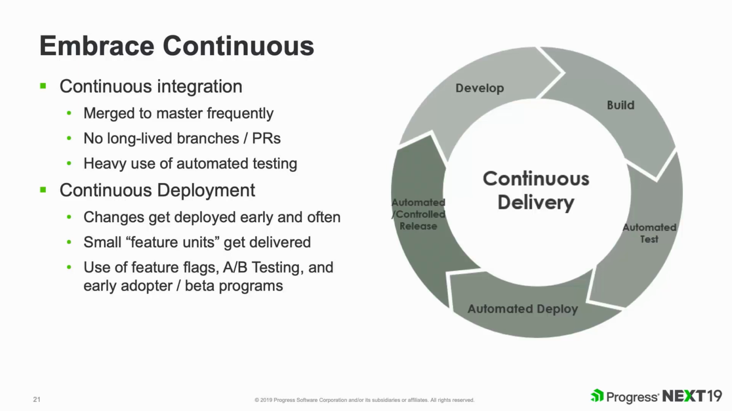Now, when you deploy code that frequently and that early, it doesn't mean that everything is available. Not everything is generally available to your customers when you deploy it. Sometimes it is, depending on how small the feature unit is. But utilizing tools such as feature flags, A/B testing, early adopter and beta programs allows you to get the code in the code base out to production, out to maybe a subset of users who you can use to do some verification and validation on the feature without making it generally available.